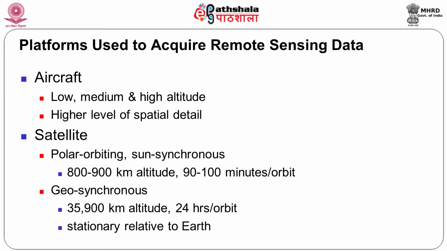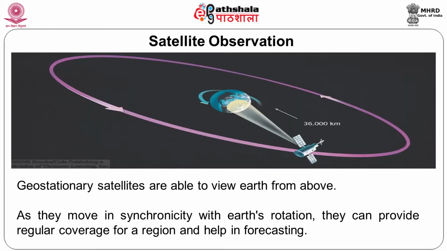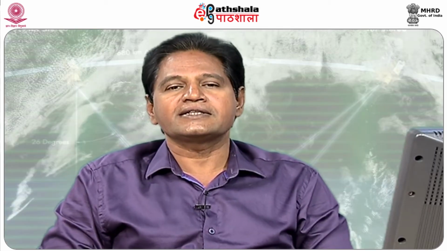And as I was telling you, as it is always looking at a specific place, throughout its lifetime, with a 24 hour orbit, it will be looking at only one particular place of the Earth's surface. Invariably, let us see the different types. The first is your polar orbiting satellites, and the other is your geostationary satellites. Let us talk about the geostationary satellites.